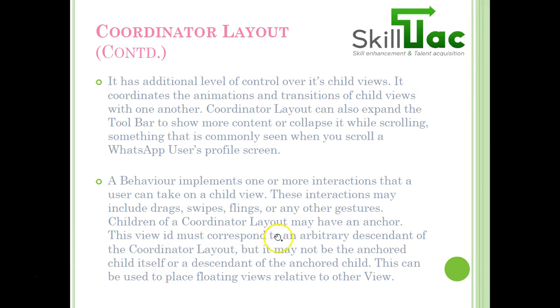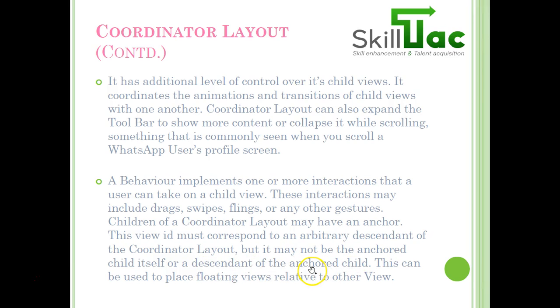Children of a coordinator layout may have an anchor. So basically anchor is a type of property, like for example, we have ID as a property. So anchor is also a property in the coordinator layout. This view ID must correspond to an arbitrary descendant of the coordinator layout, but it may not be the anchored child itself or a descendant of the anchored child.